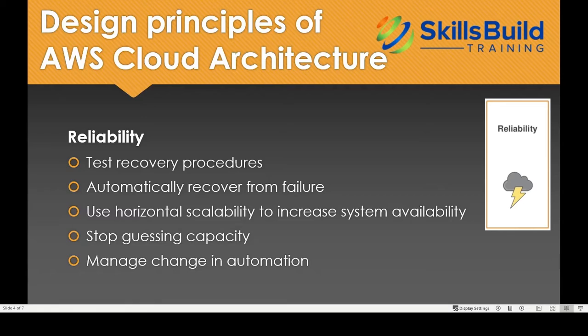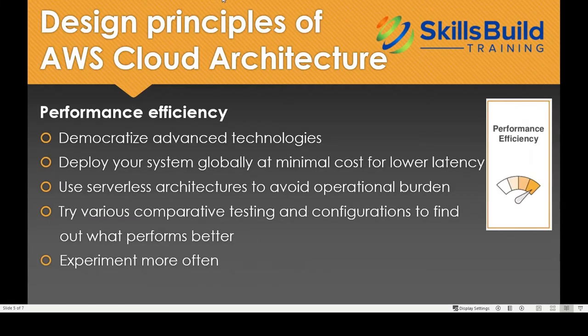Next one, we have performance efficiency, which is the ability to use compute resources efficiently to meet system requirements and to maintain that efficiency as demand changes and technologies evolve. The performance efficiency pillar focuses on using IT and computing resources efficiently. Key topics include selecting the right resource types and size based on workload requirements, monitoring performance, and making informed decisions to maintain efficiency as business needs evolve.